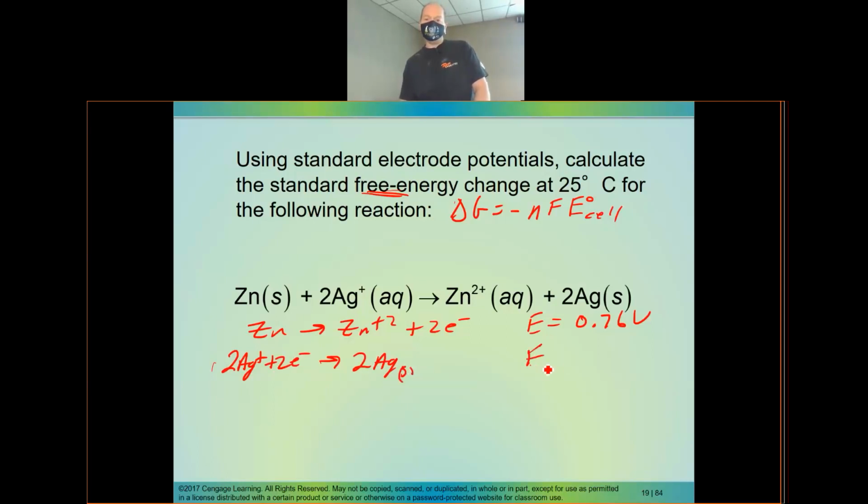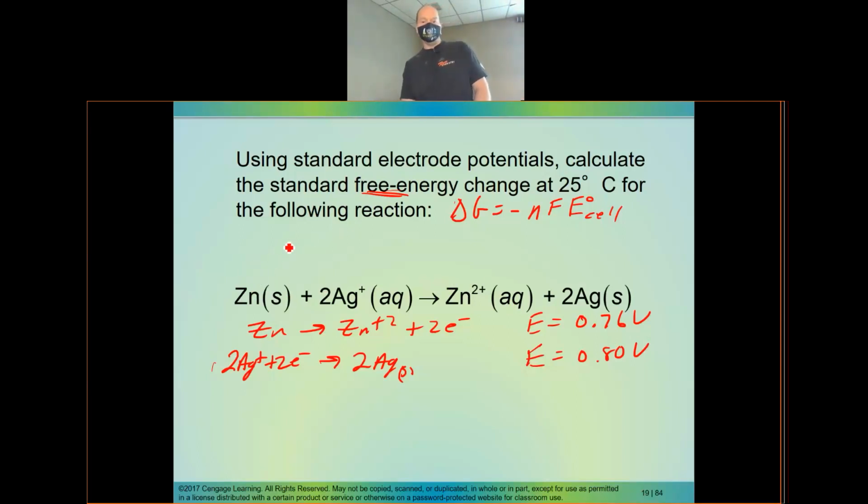And your E value here is 0.80 volts. The Ag+ is reduced to Ag, so that's right off the chart, and if I remember correctly, that's 0.8 volts. Your zinc is an oxidation, so when you find it on your chart, you find the zinc 2+ going to zinc, and that is a negative 0.76. We are reversing that reaction, and now it is a positive 0.76.